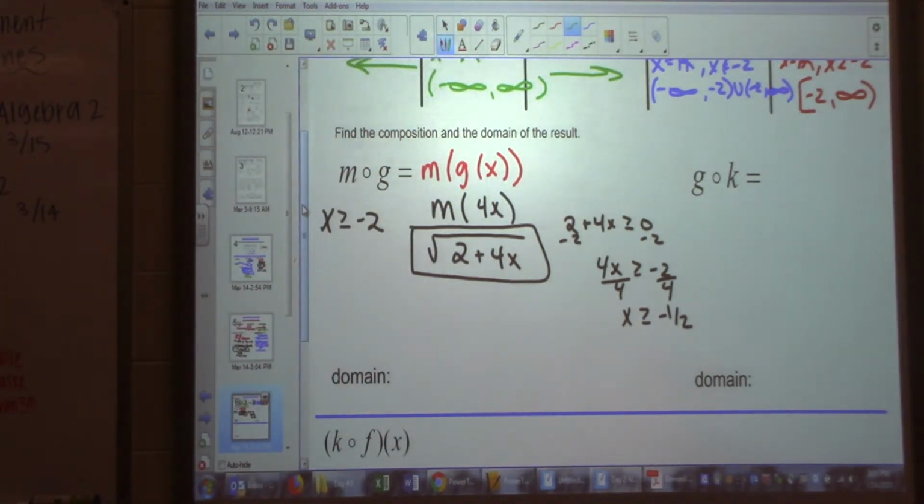Now, those kind of contradict each other a little bit, don't they? One says it's greater than or equal to -2. The other says it's greater than or equal to -1/2.